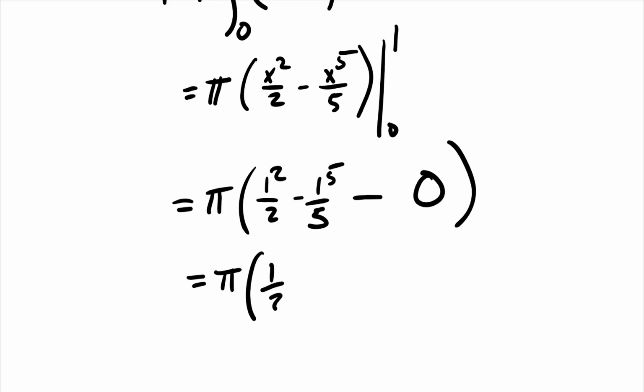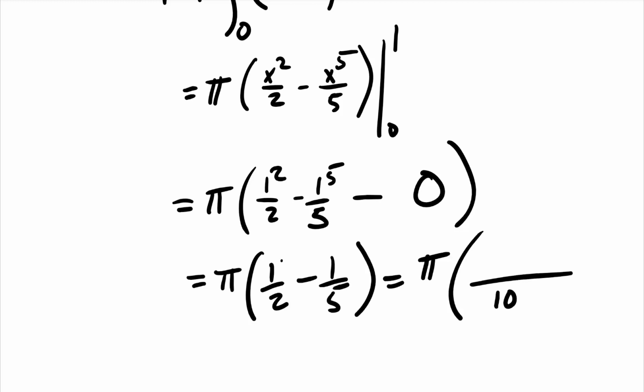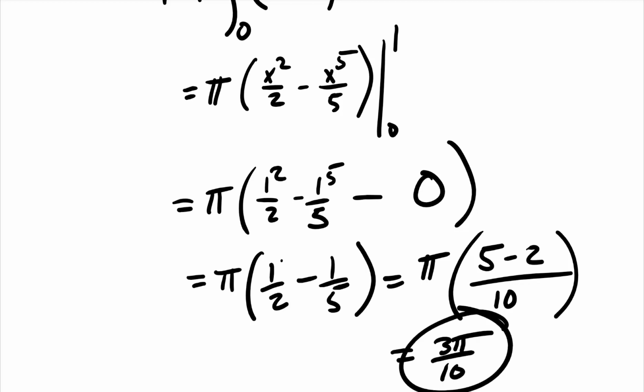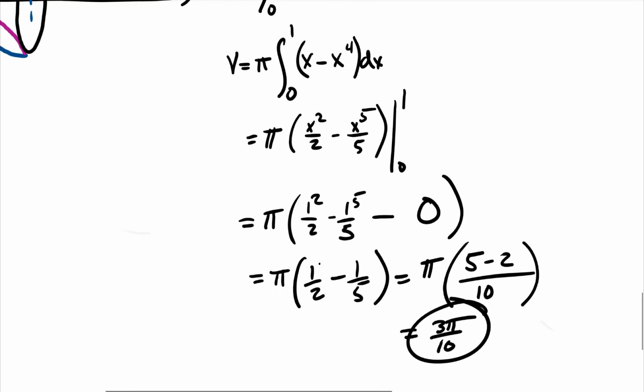So we have 1 half minus 1/5. So we need to get that common denominator of 10, which means we need to multiply that by 5, this one by 2. So what do we get? 3 pi over 10. That's what we got. So this is the type of problem.